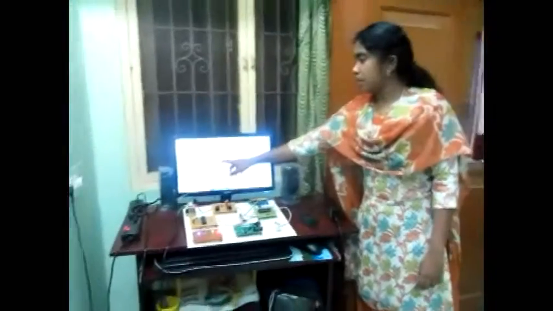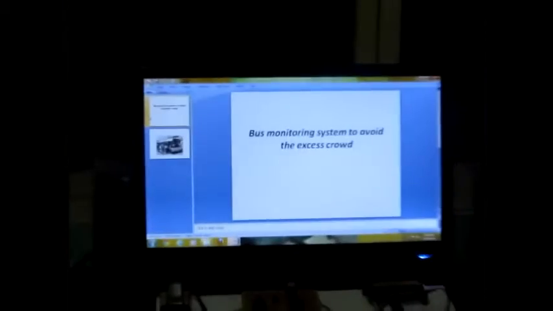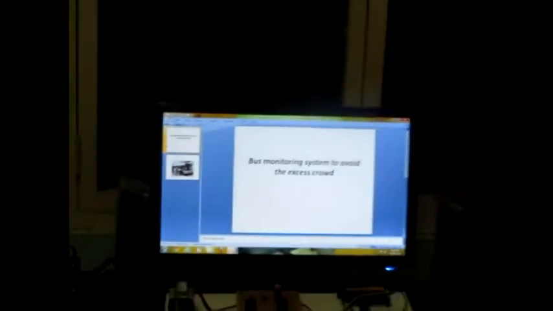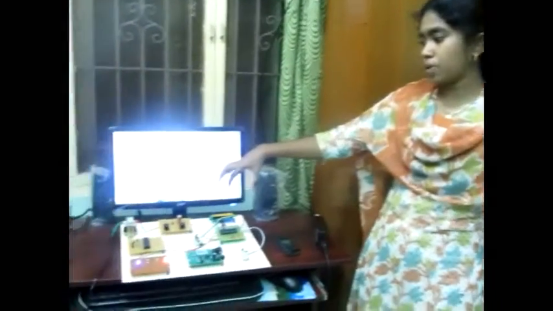Our project is about a bus monitoring system to avoid excess crowd. We have implemented this project to reduce the crowd in the buses. Today, most of the city buses are crowded. In order to avoid this and make people feel comfortable, we have implemented this project.